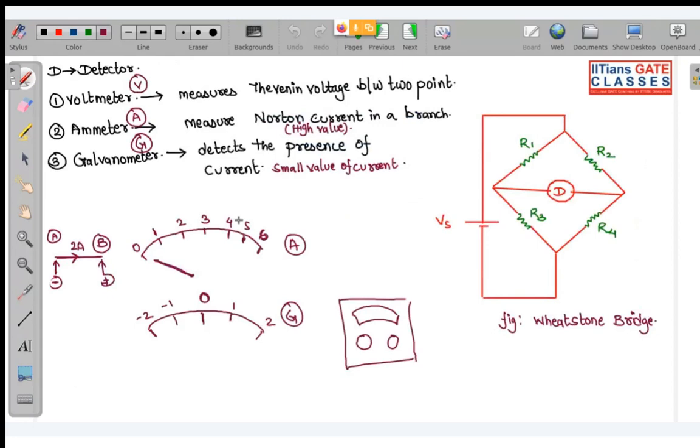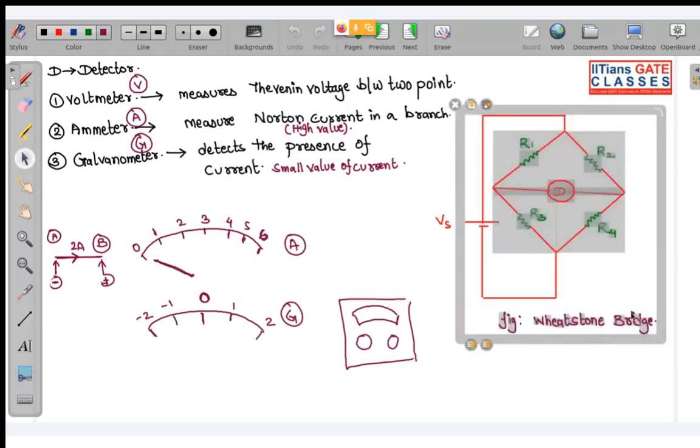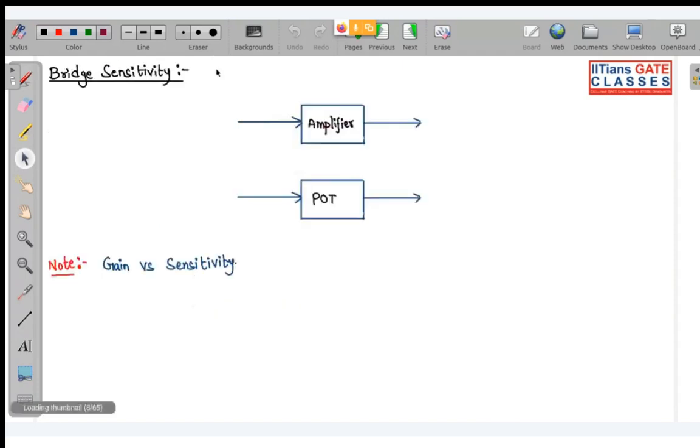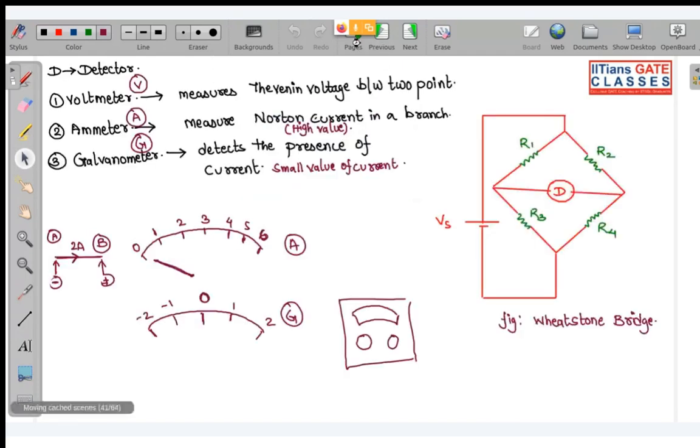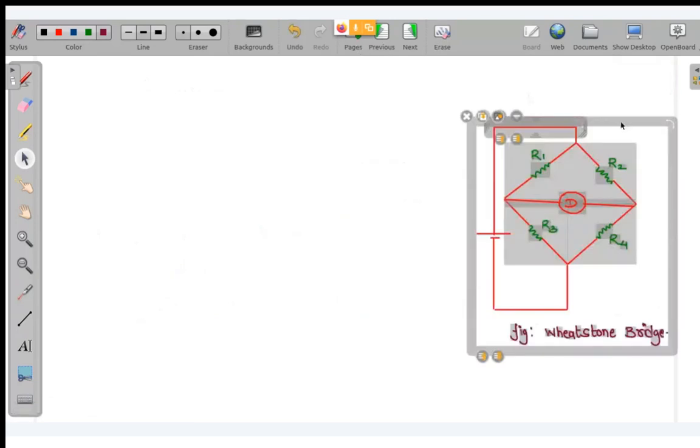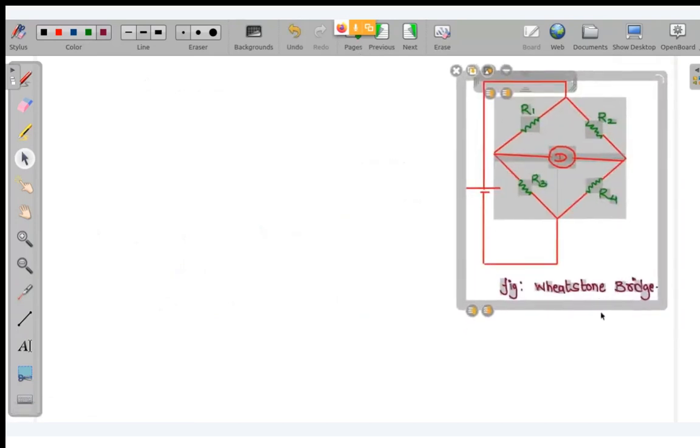Okay. So this was about your detector. Now, let us study a little bit more about this Wheatstone bridge. Okay, what is this Wheatstone bridge?